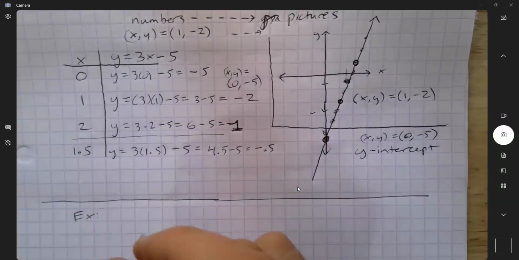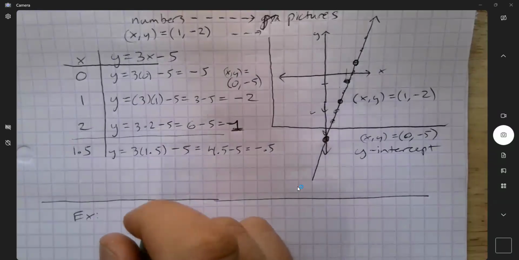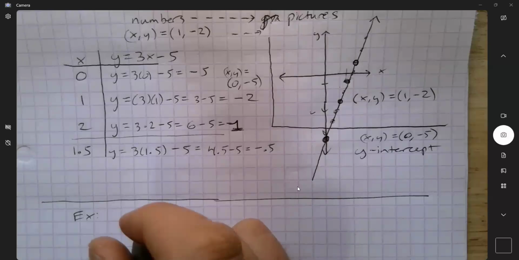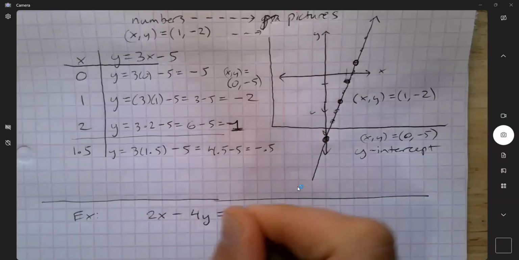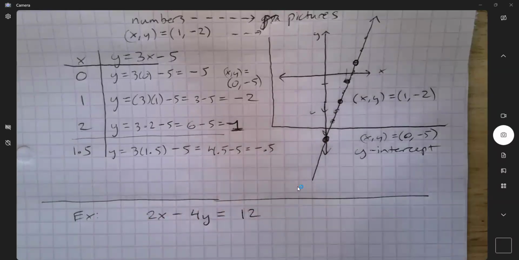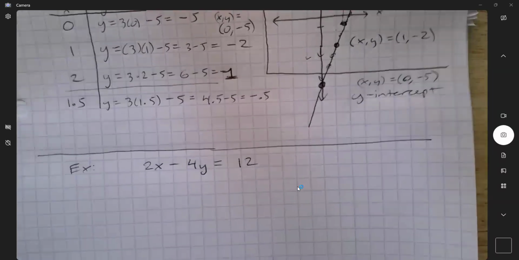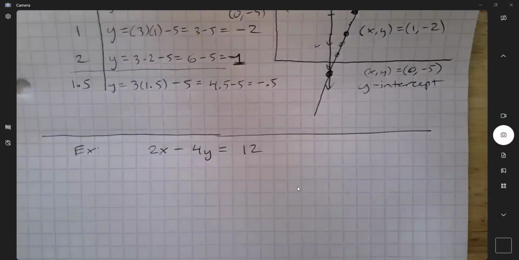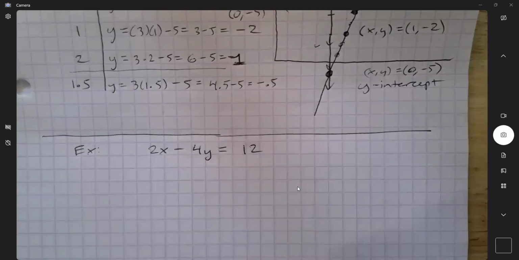This time, let's do the following. 2x minus 4y equals 12. This is an equation and we want to graph that. And the first thing I would say is, well, I think I want to solve this for y, because that's what I did in the previous equation. So I want to make this look similar.